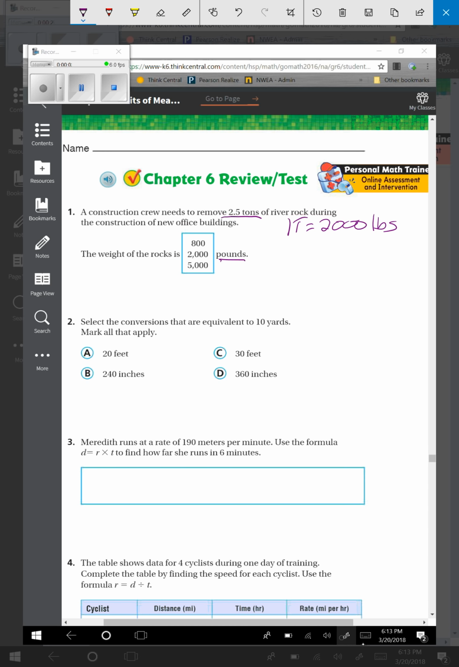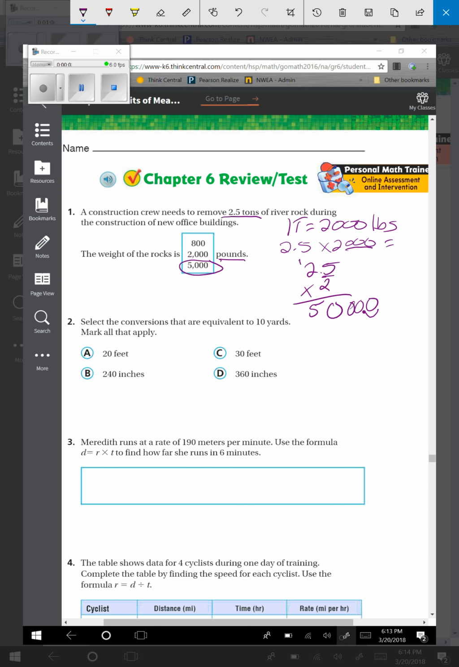So I'm going to take 2.5 times 2,000 to get my answer. So for now, I'm going to ignore these 3 zeros. So I'm going to take 2.5 times 2. 5 times 2 is 10. Carry my 1. 2 times 2 is 4, plus 1 is 5. Now I've got to add my 3 zeros on, but I'm not done. I had 1 decimal place in my problem, so I need to move that decimal place over 1, which gives me 5,000 pounds.